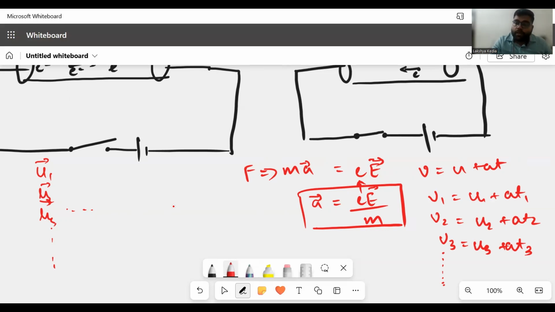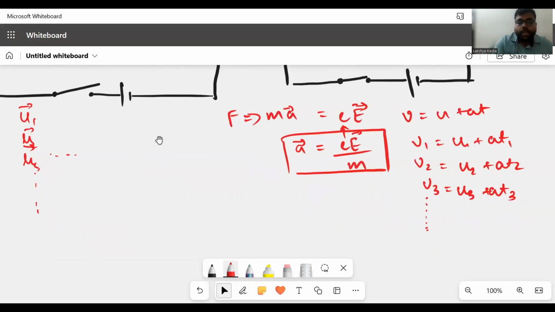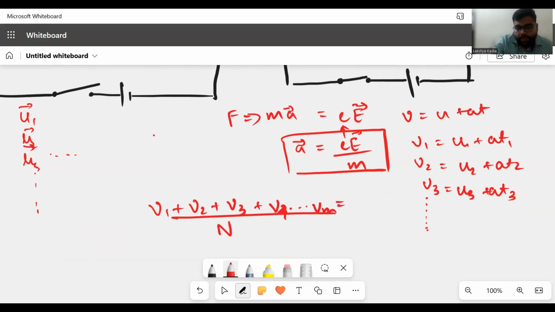But is it possible for us to calculate for each and every one? So what we are going to do is calculate for everyone and divide it by the total number of electrons to get an average value, right? So once we do that, we are going to get the drift velocity. But there is a lot of catch here. Let us hold on to that. Okay. So we are going to divide it by the number of electrons present there.